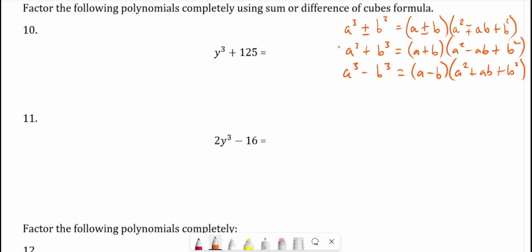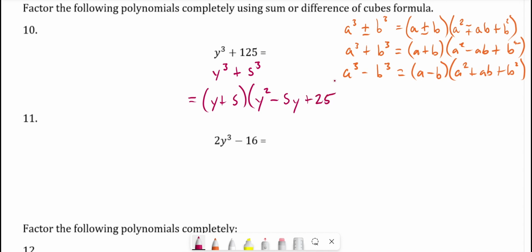Now, we need to see what are our cubes, and then we need to plug them into these equations. If you want to verify that they work, just like verifying that the difference of squares formula works, you could FOIL, or expand, I should say, each one of these and confirm that the appropriate cancellations happen and that you just get the sum or difference of cubes. So with this one, we actually have y cubed plus 5 cubed. And this tells me I'm going to be looking at y plus 5, and then we do y squared minus 5y plus 25.